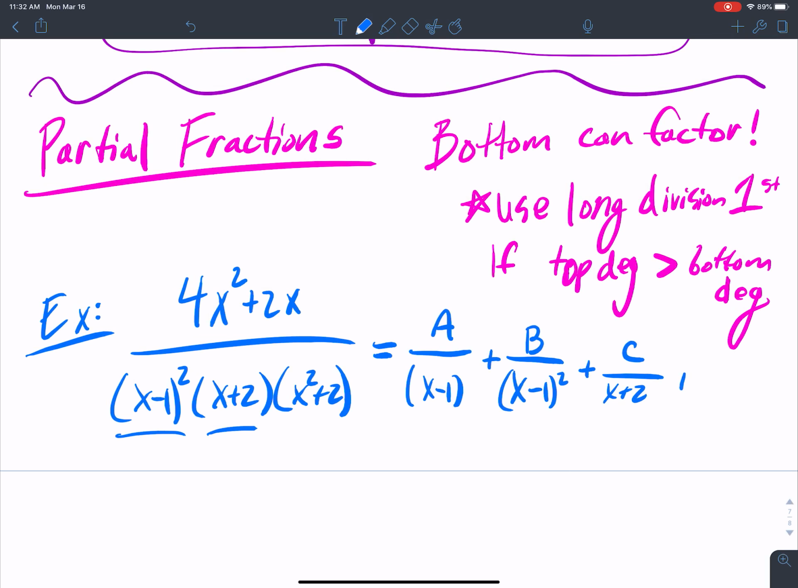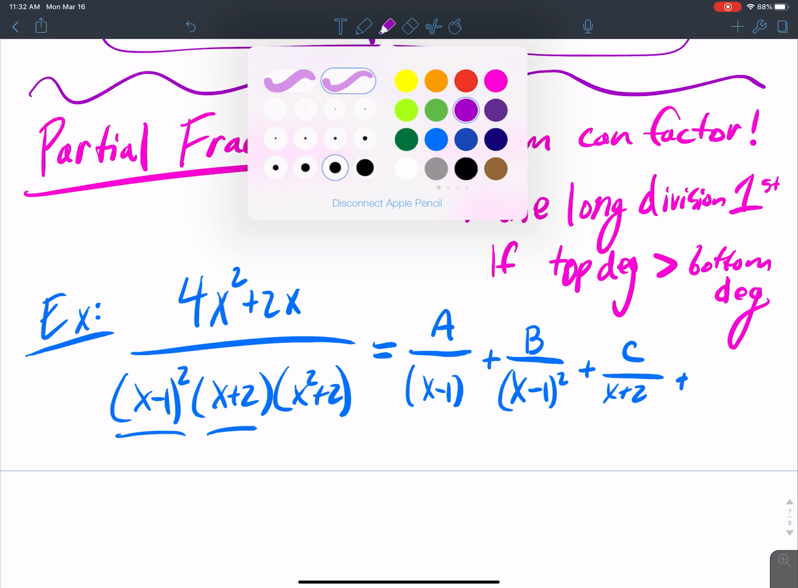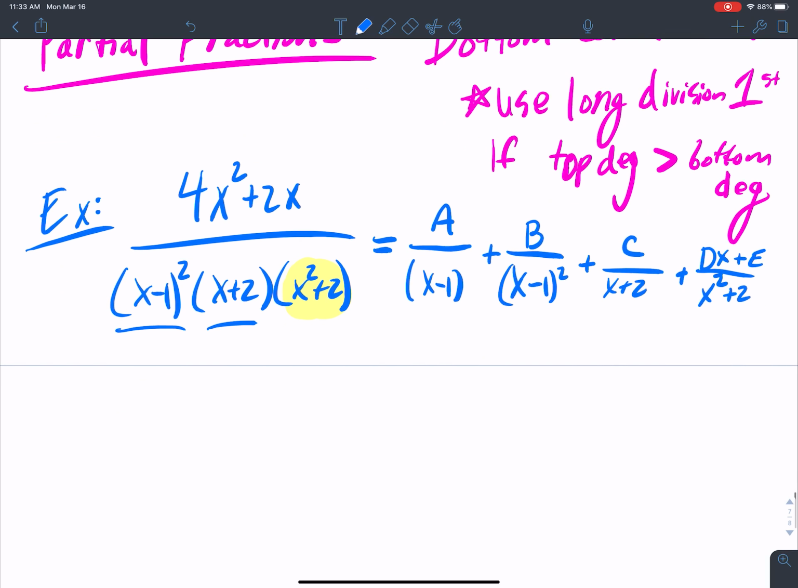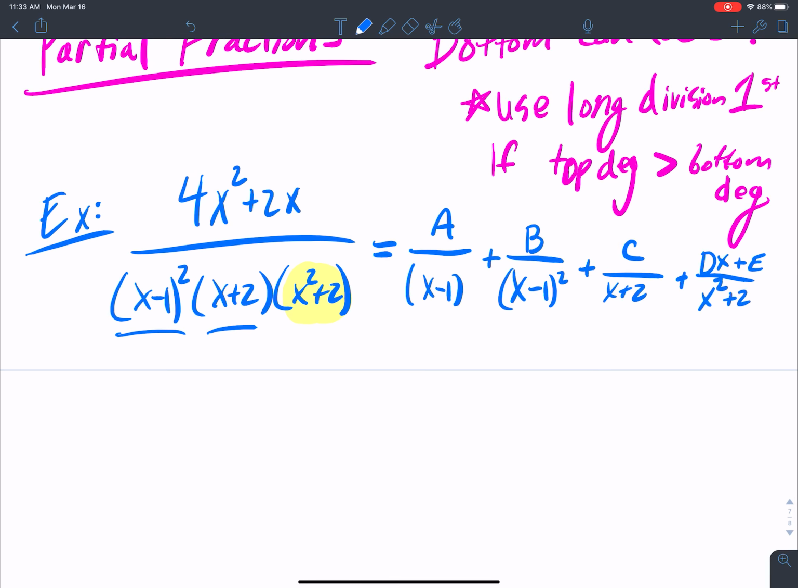But then this last one here, this isn't a linear factor. Okay, that's not a linear factor. This is a quadratic term that's irreducible. So I need to account for any power less than quadratic. So that's a linear term or a constant. Okay, so we've got both the linear and the constant term there. And then the job becomes figure out what A, B, C, D, and E are. But sometimes, you might just be asked to set up the decomposition, and then that's all they're looking for.